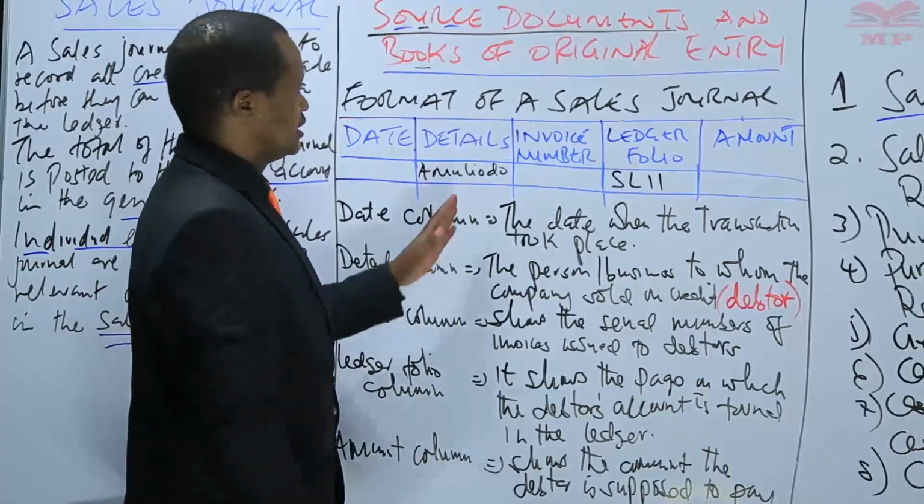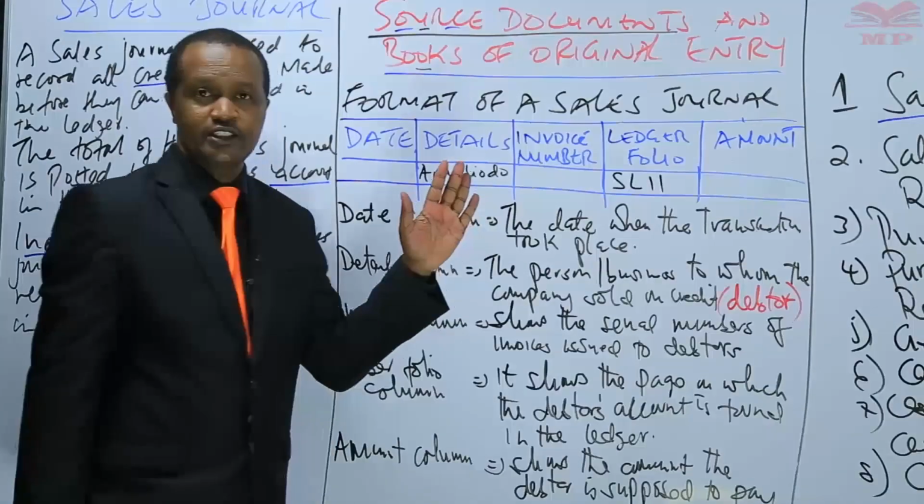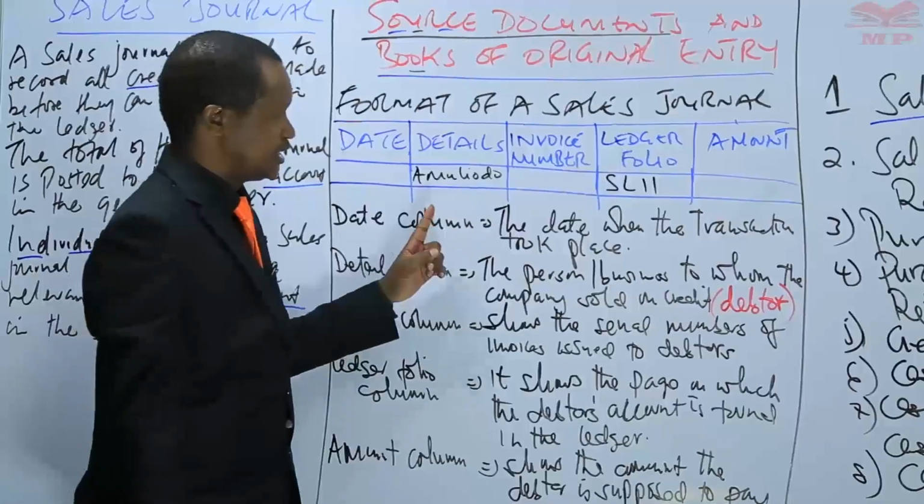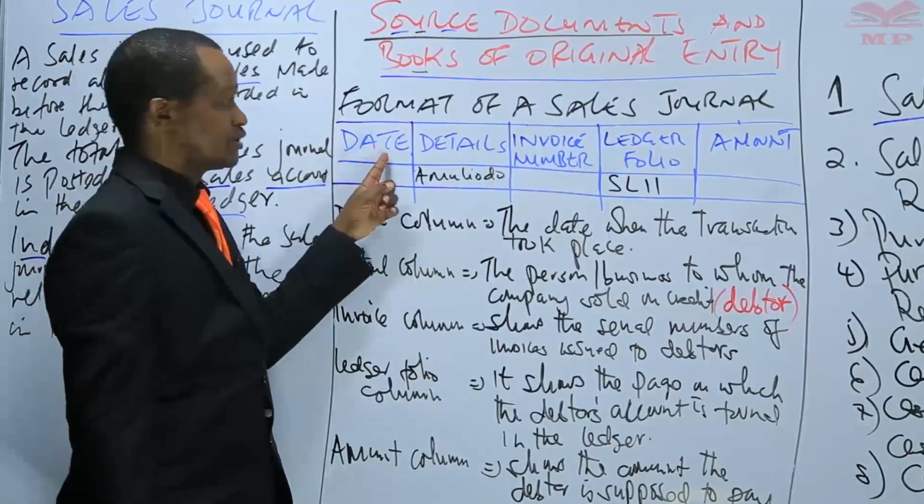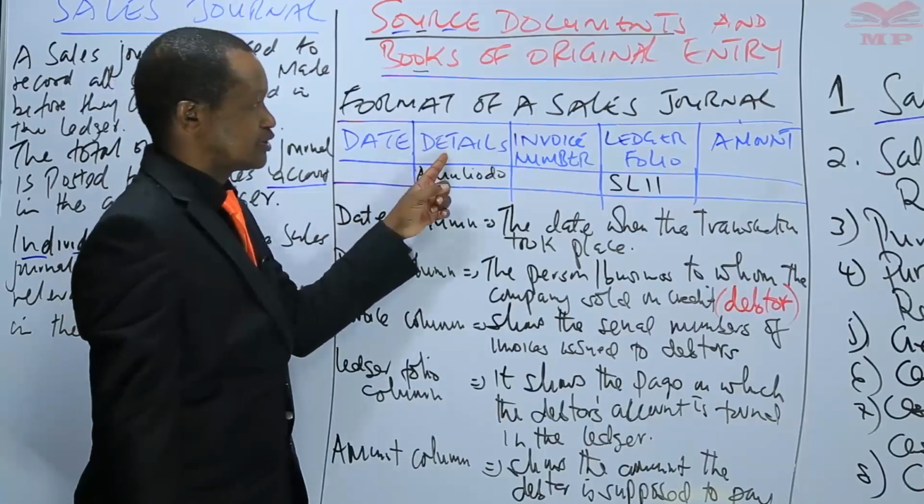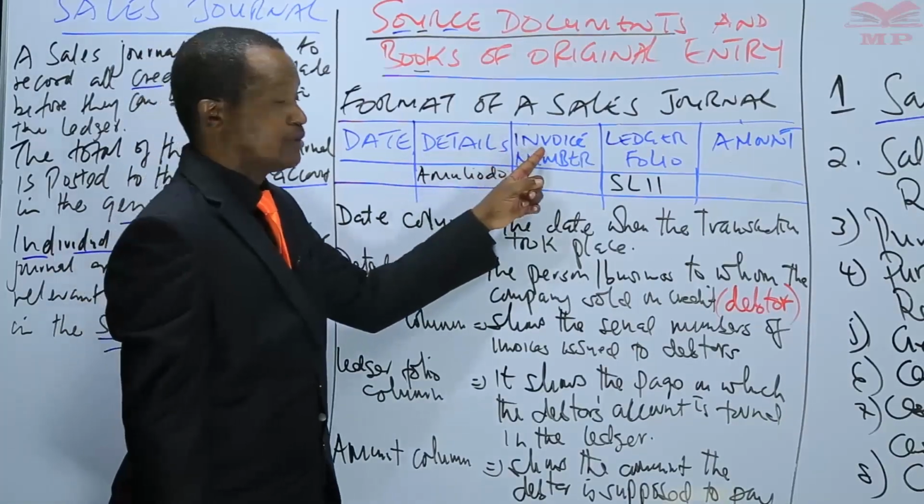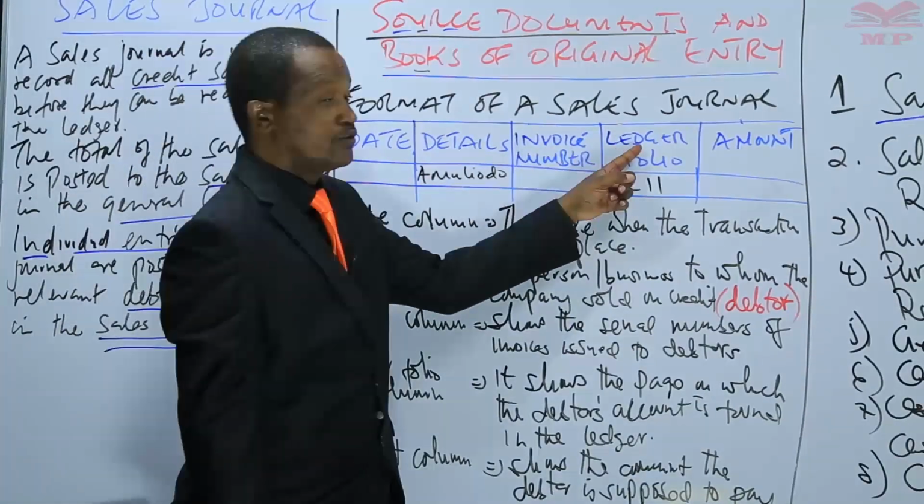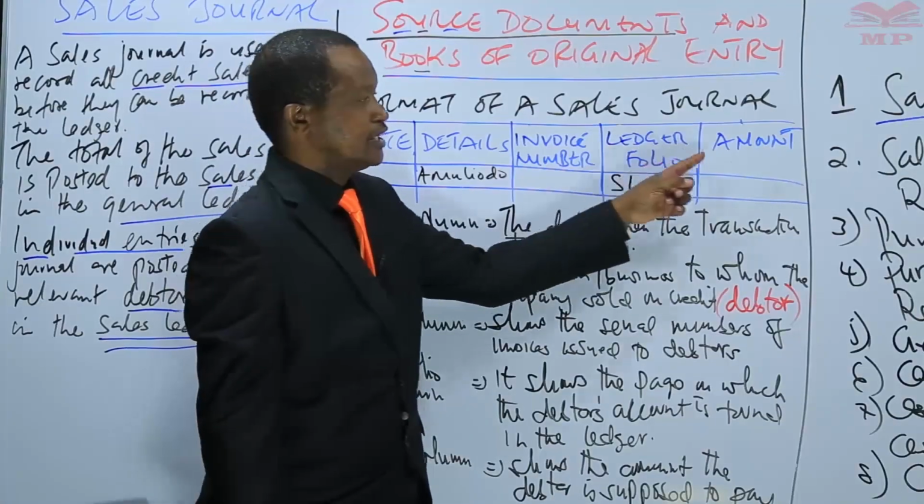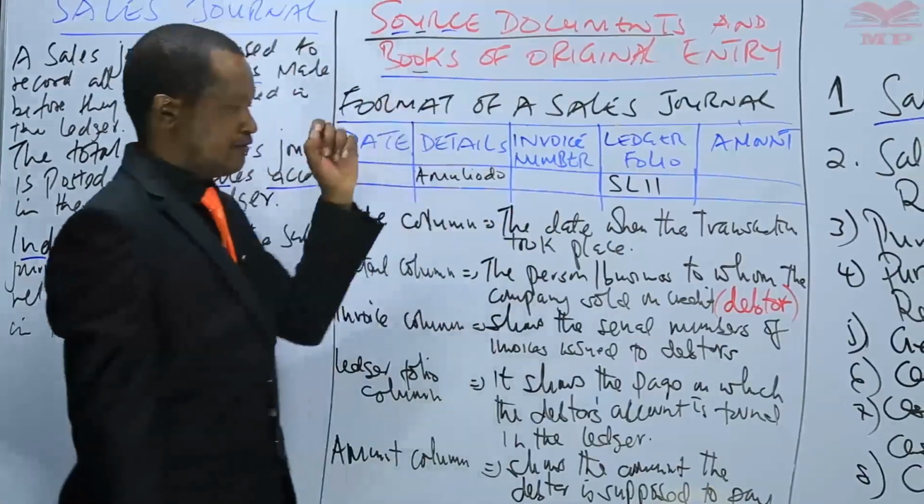So this is the format of a sales journal. It has how many columns? The date column number 1, details column number 2, invoice number column number 3, the ledger folio column number 4, and the amount column number 5.